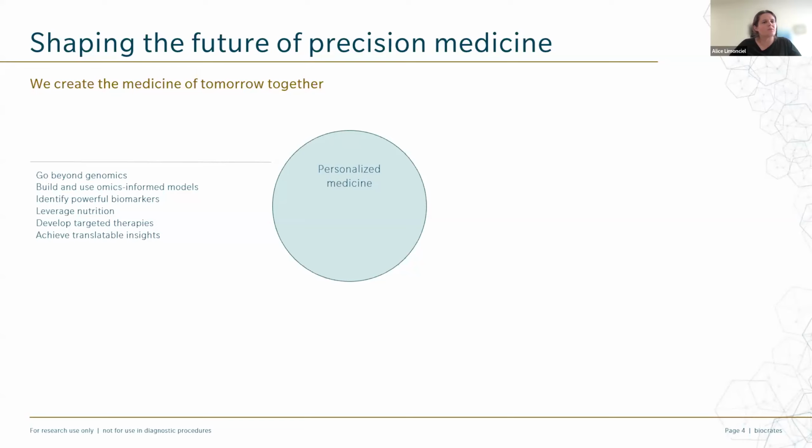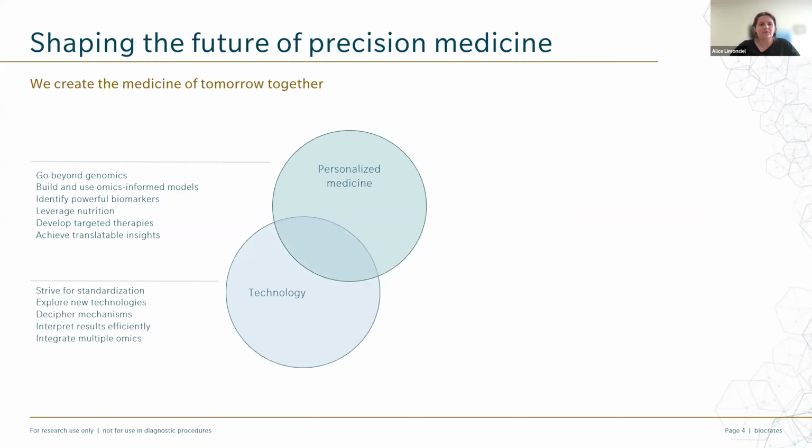We've seen we can use genomics, but we can go beyond genomics if we use metabolomics, either together with it or even if we use metabolomics alone. We've seen examples of how to build and use models that are informed by omic data. We've seen that you can identify powerful biomarkers and then focus on those biomarkers for further applications for personalized medicine. We've also seen how you can leverage nutrition and rather ancient knowledge to help improve the medicine that we'll do tomorrow. And of course, this gives us a lot of ideas on how to develop targeted therapies and achieve the translatable insights that everyone is looking for to improve the health of the population.